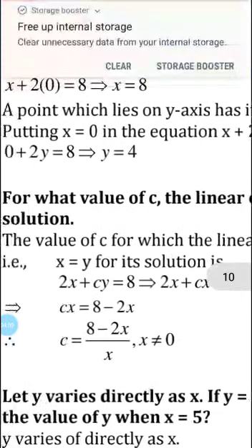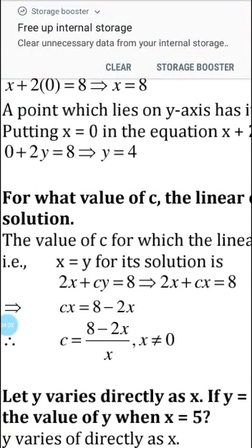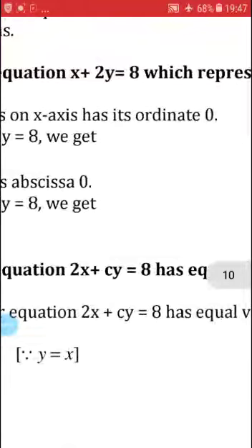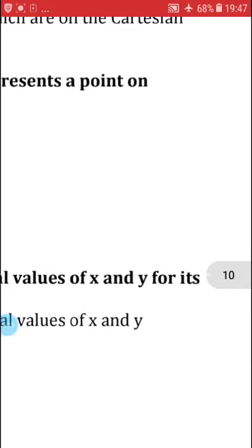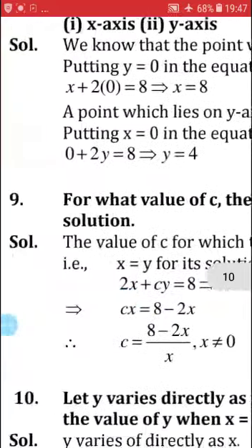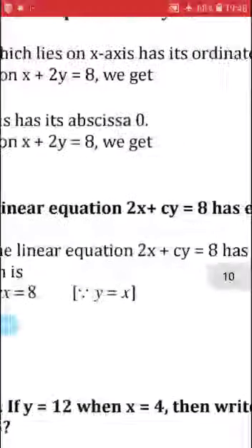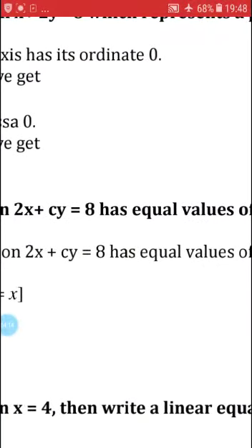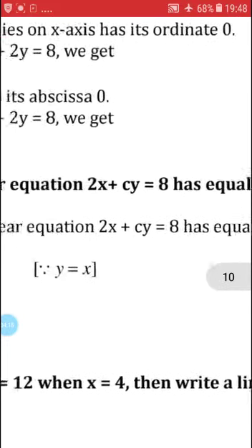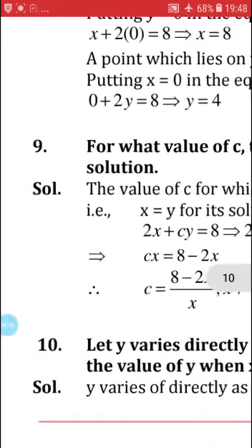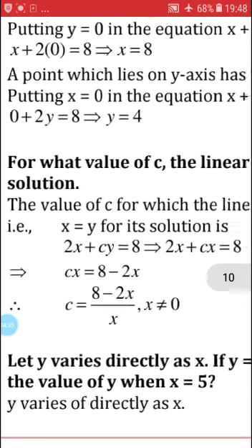Our question is, for what value of c does the linear equation 2x plus cy is equal to 8 have equal values of x and y for its solution? So the value of c for which the line 2x plus cy is equal to 8 has equal values of x and y, that is x is equal to y, for its solution.